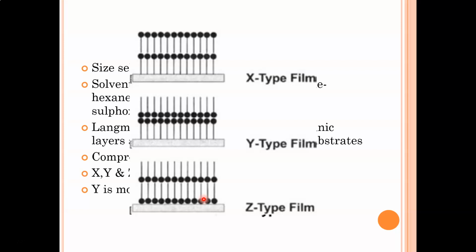In the next video, we will speak about the next type of chemical synthesis, which is called microemulsions.